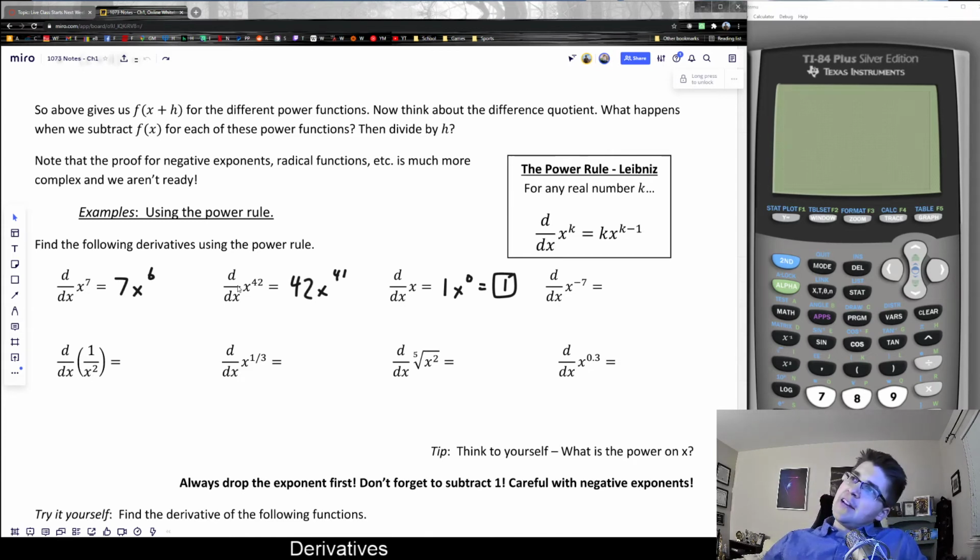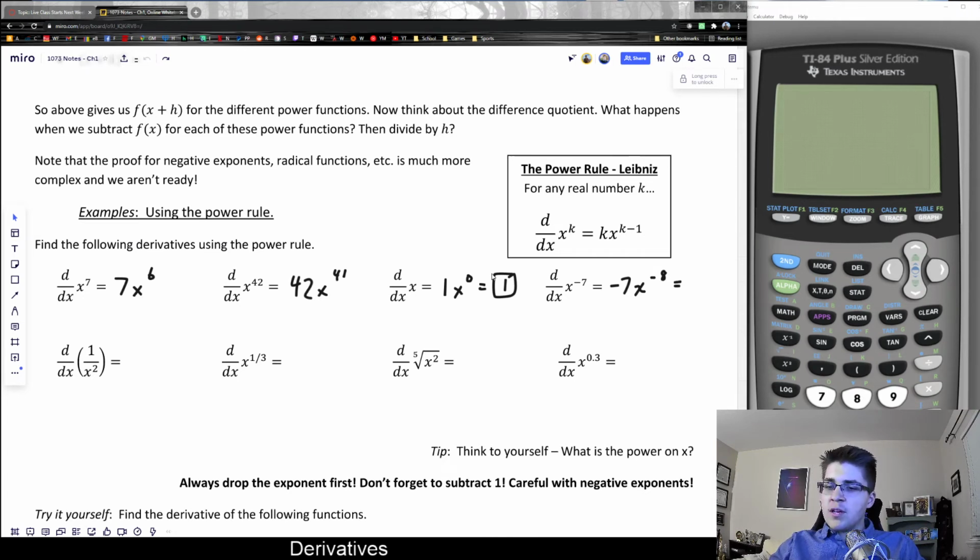Well, what about negative powers? This works for negative powers, it works for fractional powers, but basically, if I have x to the negative 7th, I drop the power. That includes the negative, because that is part of the exponent. And then I would subtract 1 from the negative 7. Remember, since it's a negative, if I take away 1, that should become negative 8. So what that would leave me with is negative 7 times x to the minus 8th.